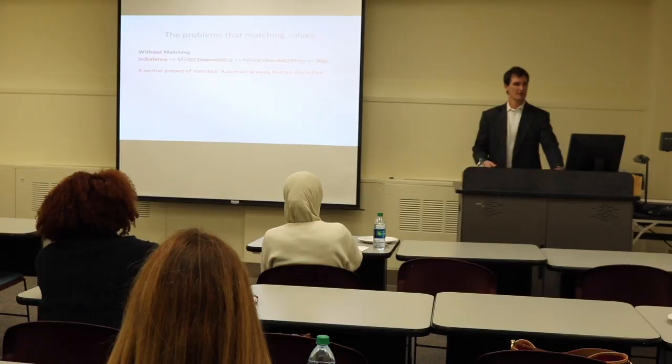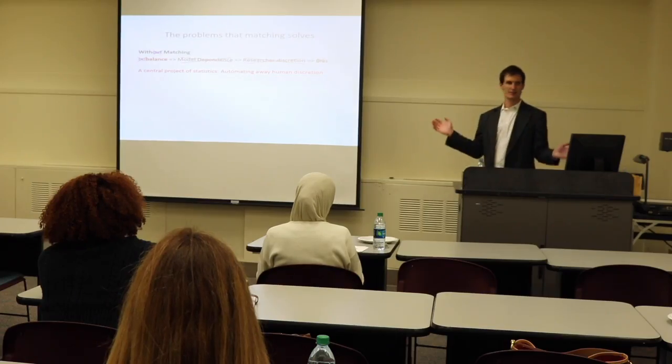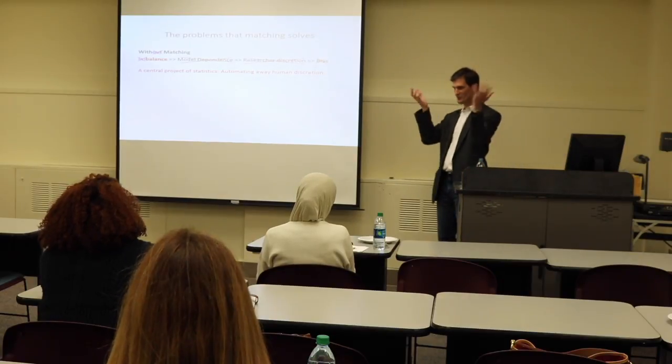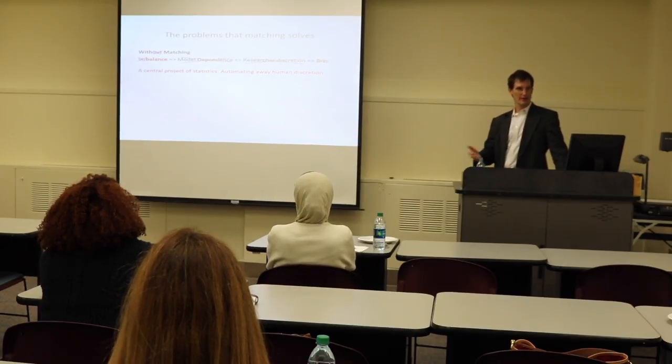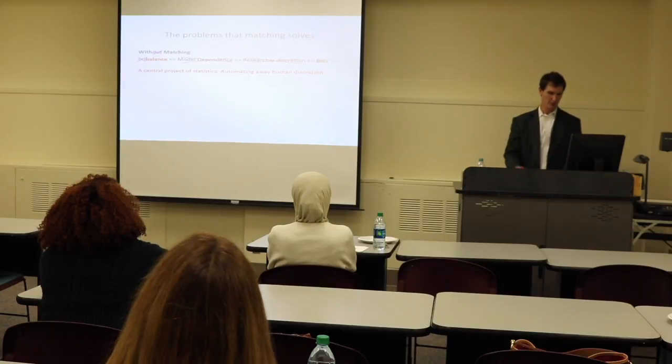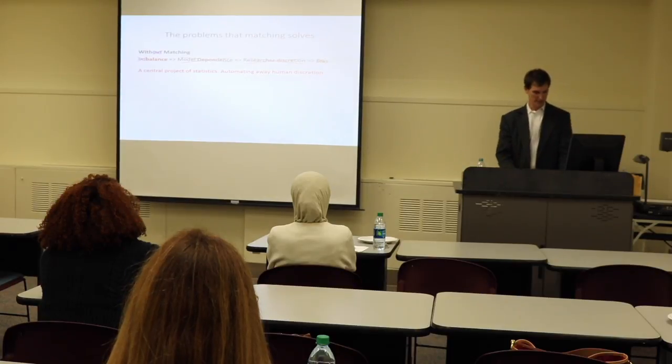Okay, so that's the problem that matching solves. Without matching, you have the imbalance, the model dependence, and the researcher discretion and bias. With matching, as we saw in the little demonstration before, you get rid of the imbalance. By getting rid of the imbalance, you eliminate the model dependence, you reduce researcher discretion, and you greatly reduce bias. That's not to say that you completely eliminate it, because we're still human beings and there's still a lot of subjective decision making that goes into research and interpreting findings and things like that. So we wouldn't go so far as to say that it's completely eliminated, but greatly reduced.